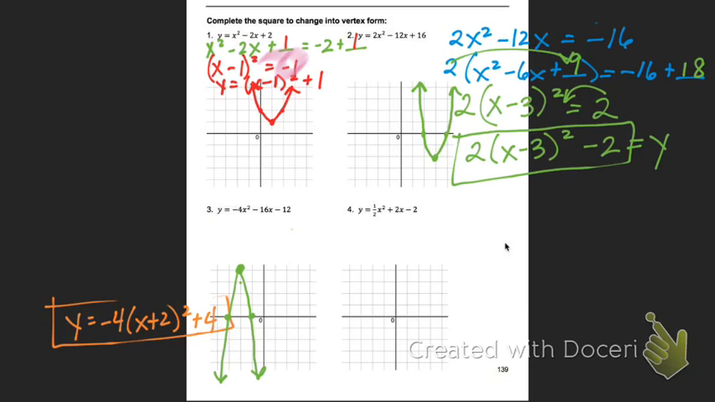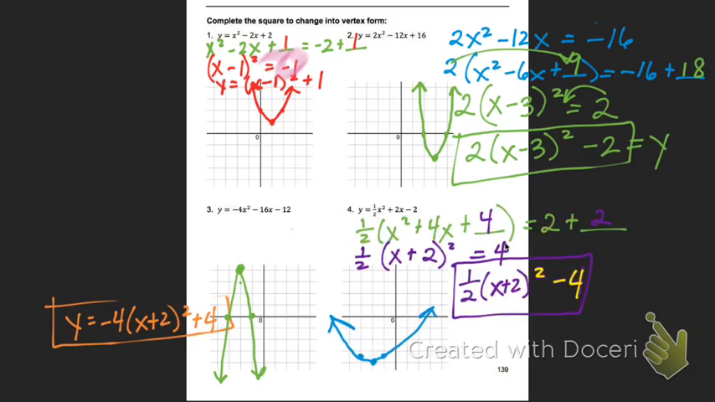Okay, I want you to try this last one by yourself. That's okay, you're just pulling it out, remember? You're not dividing by a fraction, you're just pulling it out. And you can pull out 1/2 of 2, that's just 1. What does the plus 2 in the parentheses mean? So that means it goes left 2, down 4, and then you go up 1/2 over 1.